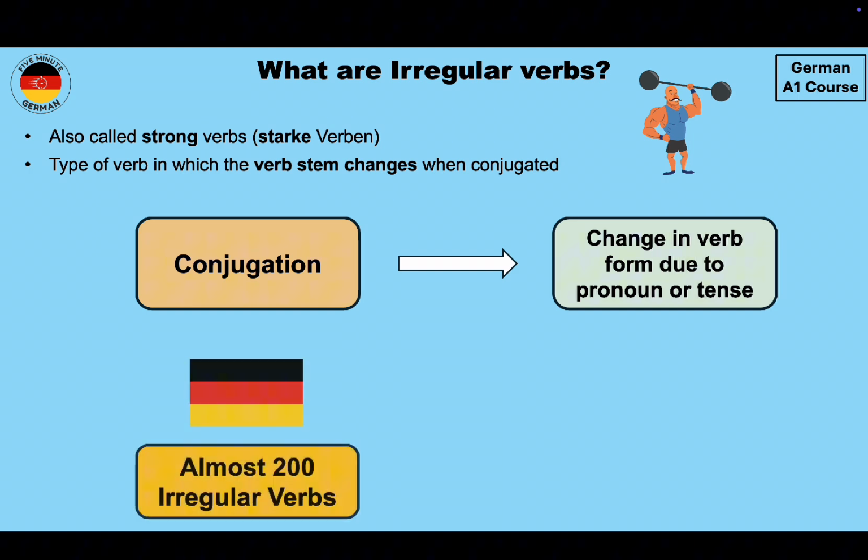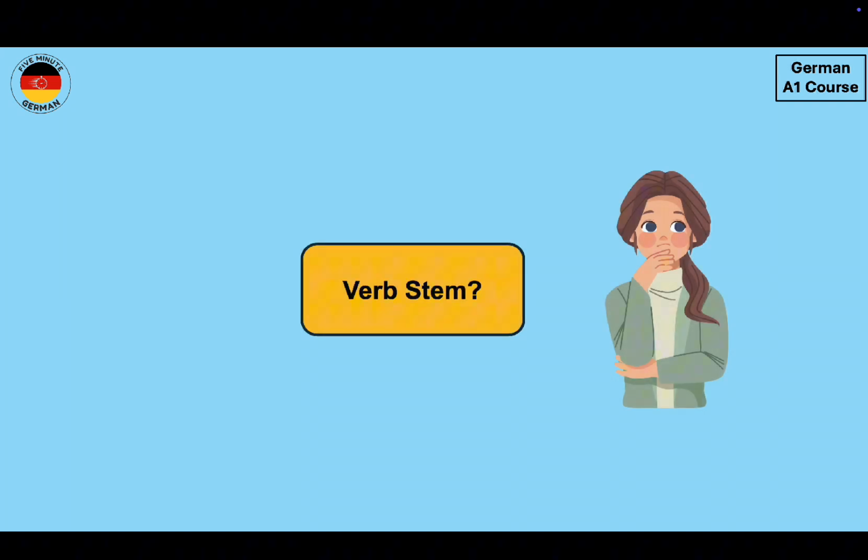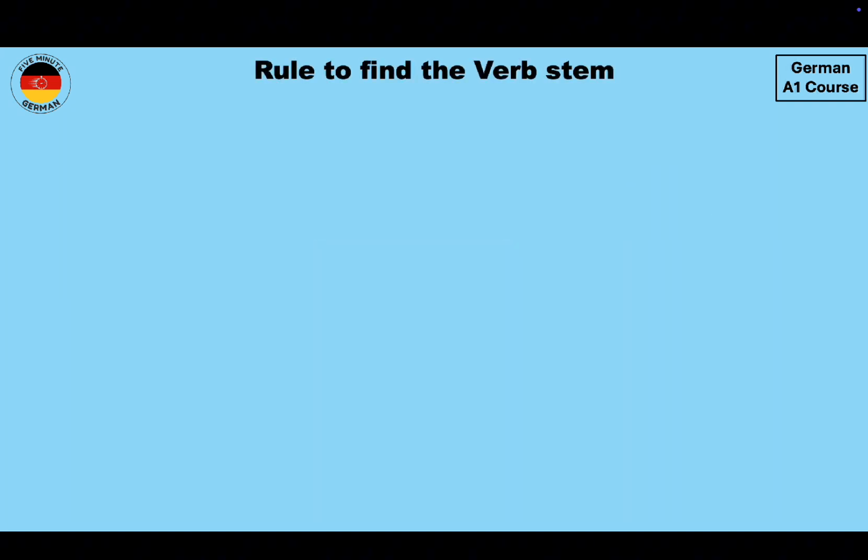And in German, we have almost 200 irregular verbs. But the good news is that for the A1 exam, you only need a maximum of 20 or 25 of these irregular verbs. Now you might be asking, what is a verb stem which does not change? So I will tell you the rule of how you can find the verb stem.